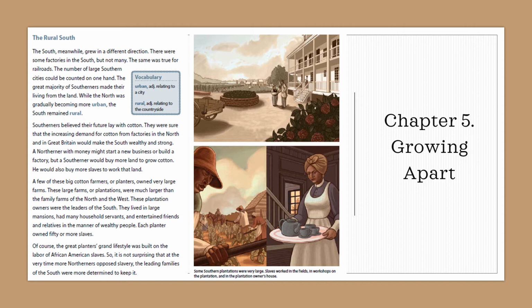A few of these big cotton farmers, or planters, owned a very large farm. These farms, or plantations, were much larger than the family farms of the North and the West. The plantation owners were the leaders of the South. They lived in large mansions, had many household servants, and entertained friends and relatives in the manner of wealthy people. Each planter owned 50 or more slaves.